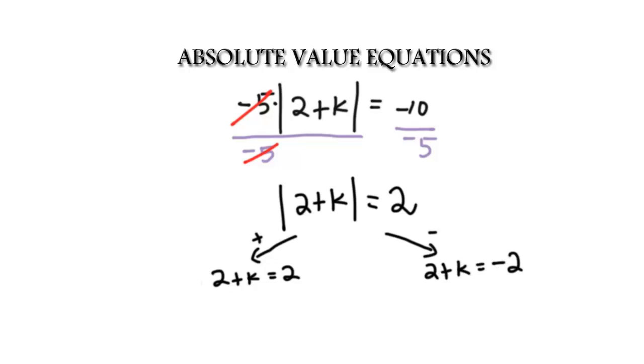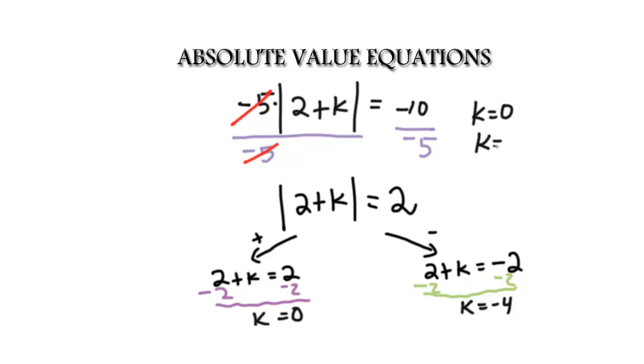You do this out, it's a one-step equation here, minus 2, minus 2, so we have k is equal to 0. Do the same thing over here, minus 2, minus 2, so k is going to equal negative 4. So the two answers will be k equal to 0 and k equal to negative 4, and we're pretty happy. Big smile.